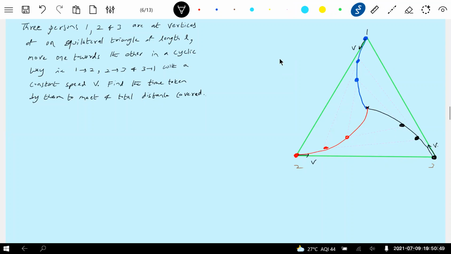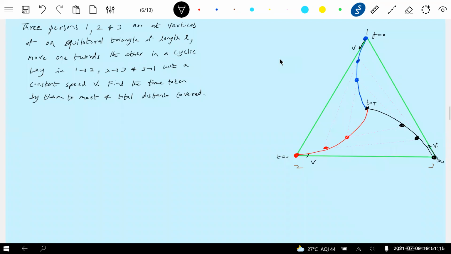Like this, what happened? There'll be other vertices of the triangle, and the perimeter of the triangle will keep on decreasing. Finally, they'll meet at this particular point. At t equals 0 they were here, and after some time t, all will meet here. But what is the speed everywhere? The speed will be constant.